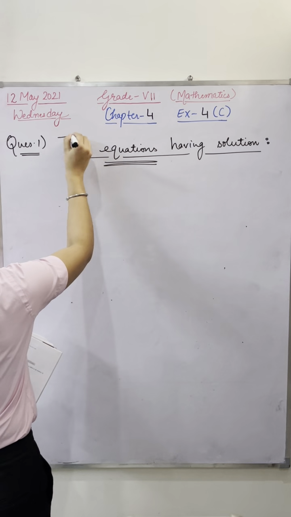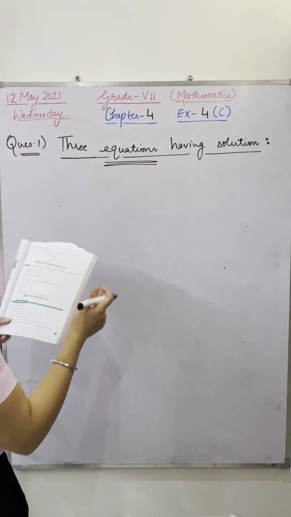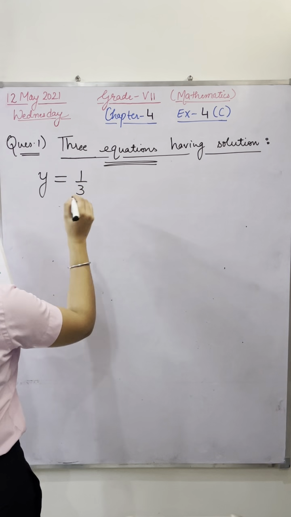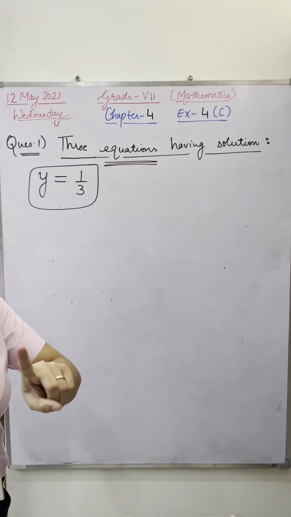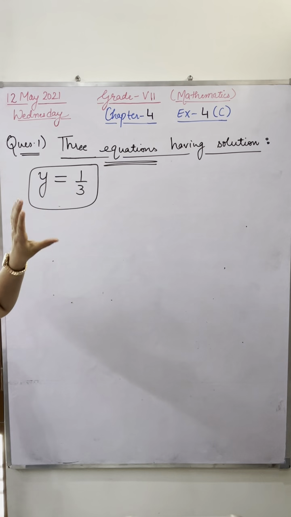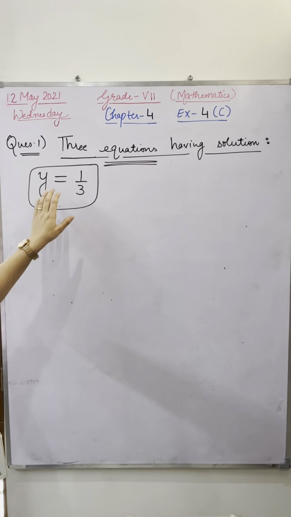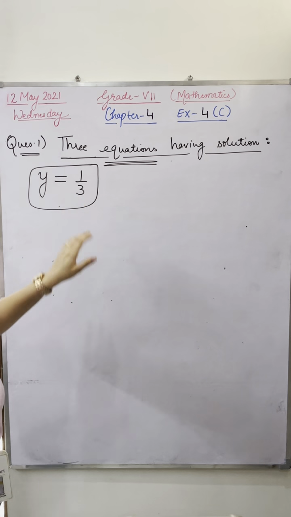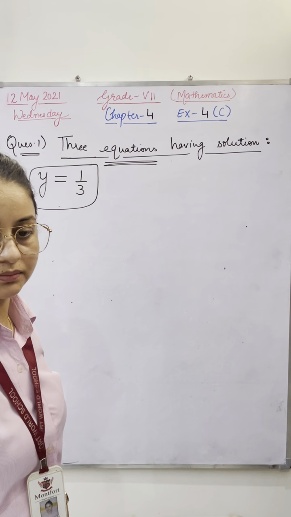You will tell me these equations. 3 equations so that y will be equal to 1 by 3. Now you have to see that in that equation there should be only one variable and that will be y. Now in this question you can't take x, because answer is coming that y equals 1 by 3.